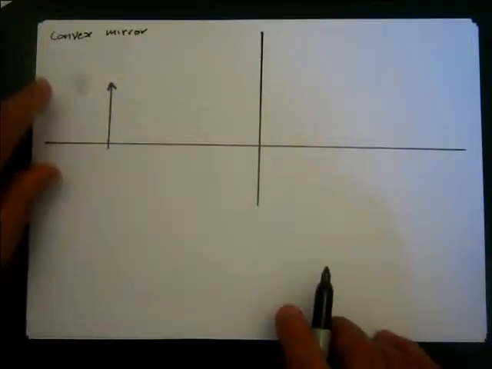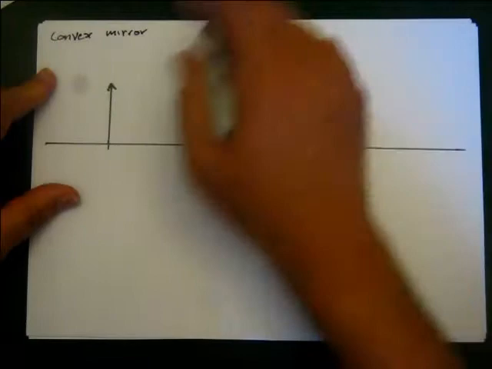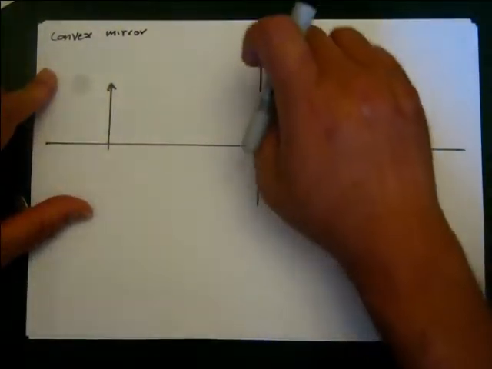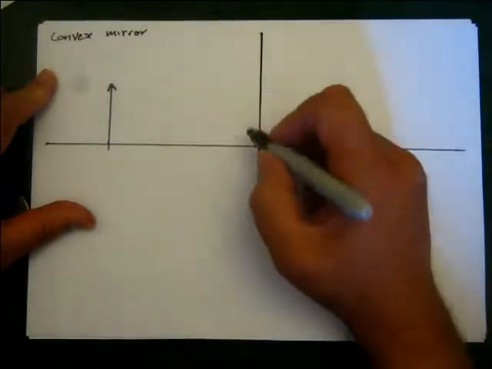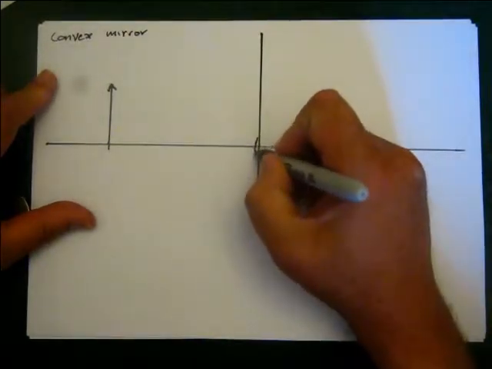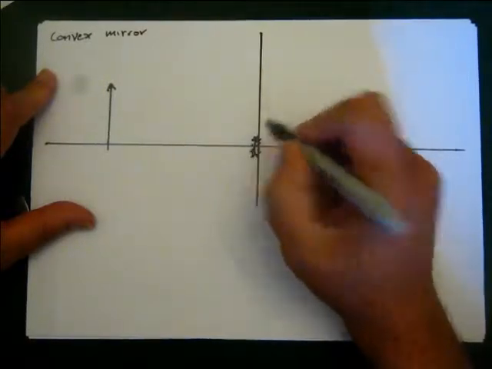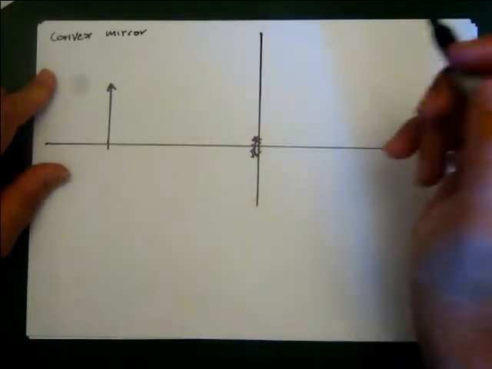Let us then take the case of a convex mirror. So we're going to draw in our line of action, our neutral axis, and then I am going to draw in my mirror. Convex. So the first is going to be on that side.